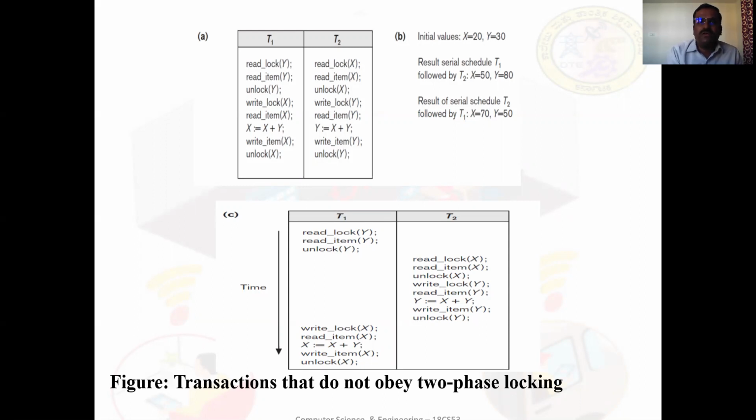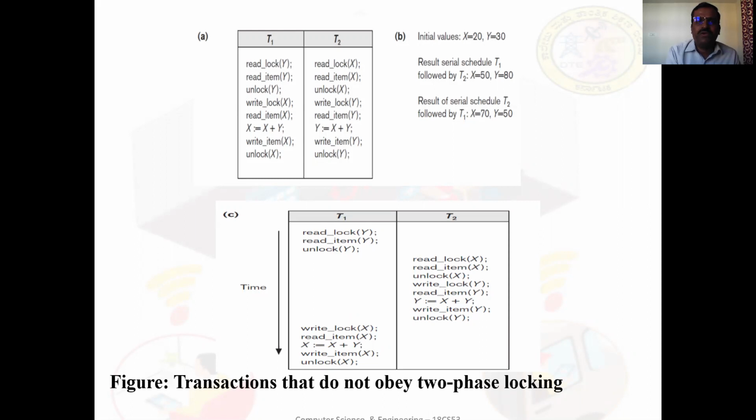Okay, this is the serial schedule of T1 followed by T2. This is the result. X is 50, Y is 80. In the second case, the result of the serial schedule T2 followed by T1.